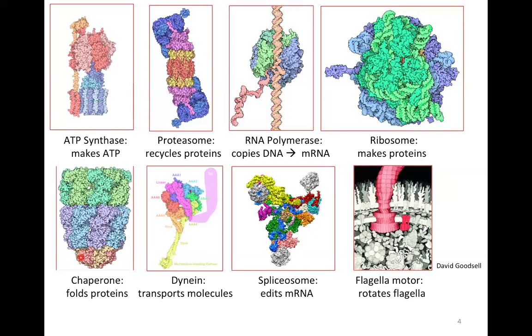Here are a number of molecular machines that we have become familiar with from various studies, including structural biology. ATP synthase makes ATP, proteasome recycles proteins, RNA polymerase copies DNA into mRNA, ribosome makes proteins, chaperone folds proteins, dynein transports molecules, spliceosome edits mRNA in eukaryotes, and the flagellar motor rotates flagella.